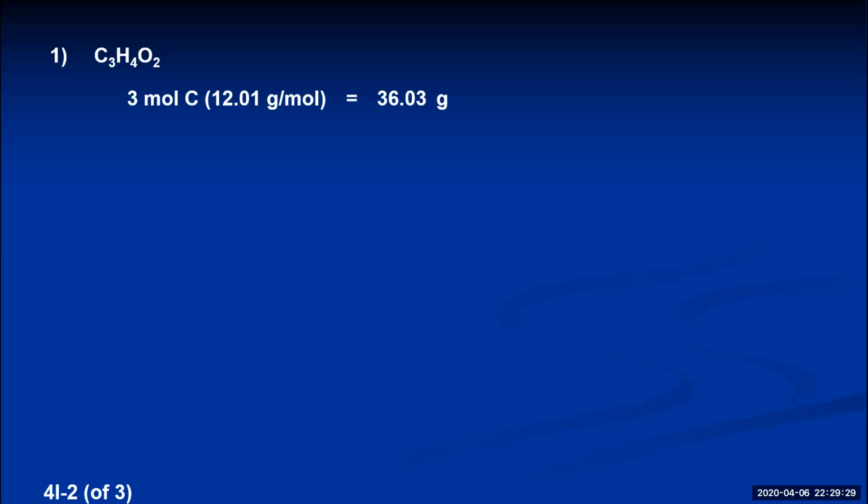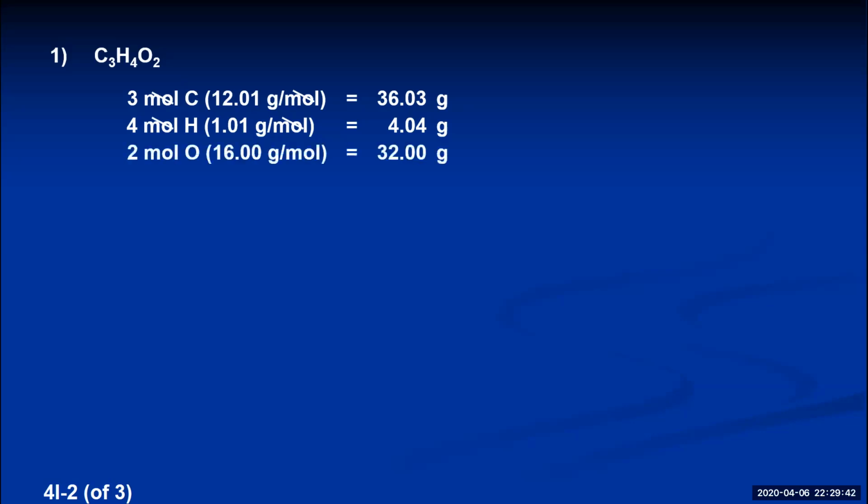1 mole of the compound contains 4 moles of hydrogen, so 4 moles multiplied by 1.01 grams per mole for hydrogen equals 4.04 grams. And 1 mole of the compound contains 2 moles of oxygen, so 2 moles multiplied by 16.00 grams per mole gives you 32.00 grams. So these are the masses of the 3 different components of 1 mole of C3H4O2. If you add those up, you'll have the molar mass of C3H4O2.